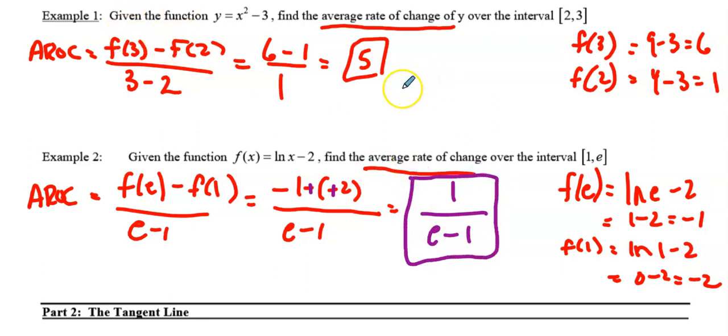All right? So, average rate of change, slope. You are going to be given an interval and you will be given a function. So there should be no reason why we can't do average rate of change, right? Pretty straightforward with this. So now we've talked about the equation for the slope of a secant line. So let's talk about the slope of the tangent line.